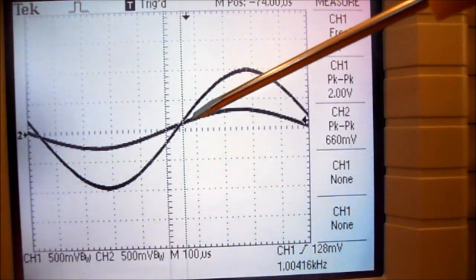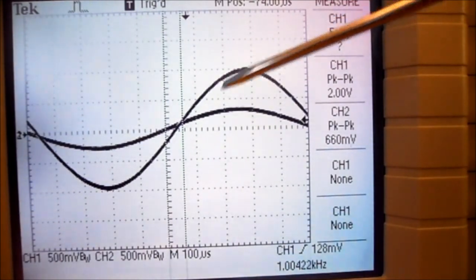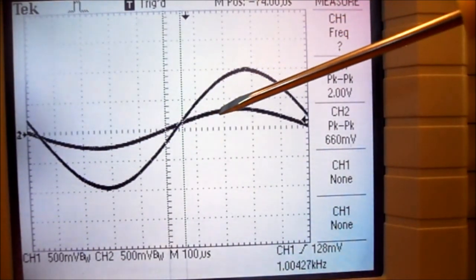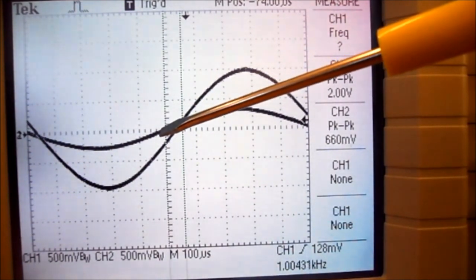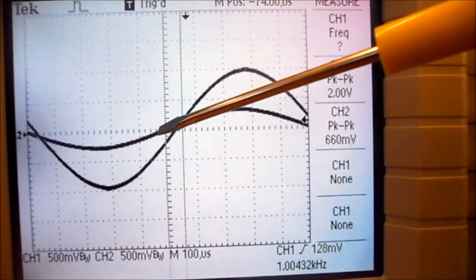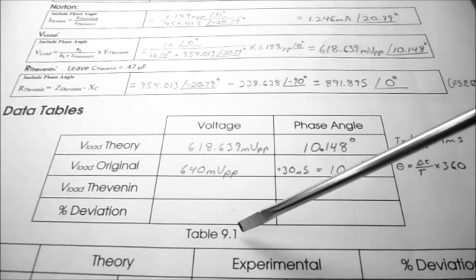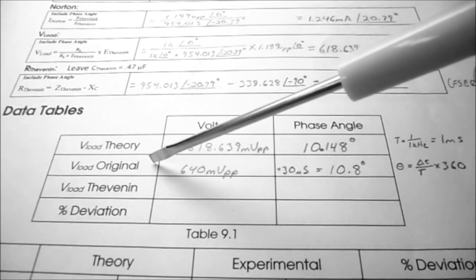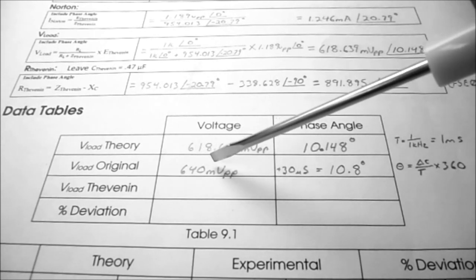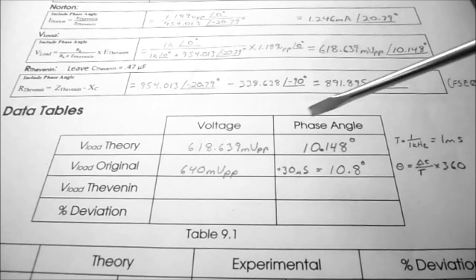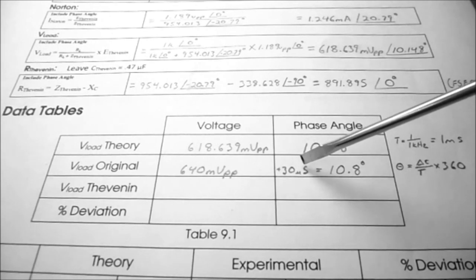Now referring back to our original waveforms, the larger waveform being our input voltage, the smaller waveform being our output voltage, you can see that it is indeed leading. So when it's leading, it's a positive phase angle. On table 9.1, for V load original, I've recorded the voltage as 640 millivolts peak to peak. The phase angle was plus 30 microseconds.